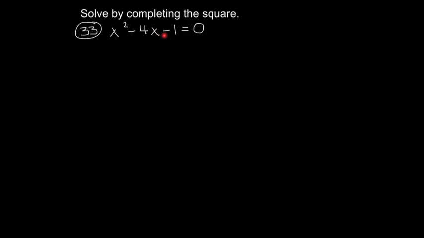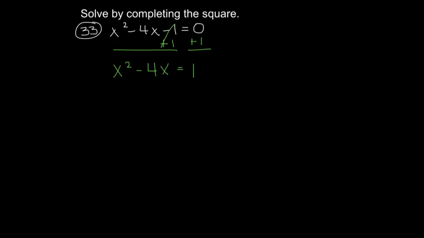We also have to make sure that the constant term is moved over to the right side of the equation. And in order to accomplish that in this case, I will add that 1 to both sides of the equal sign. Doing that leaves me with x squared minus 4x on the left, and that equals 1 on the right. 0 plus 1 is 1.